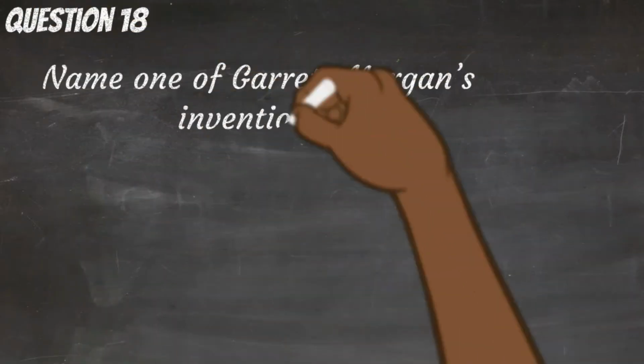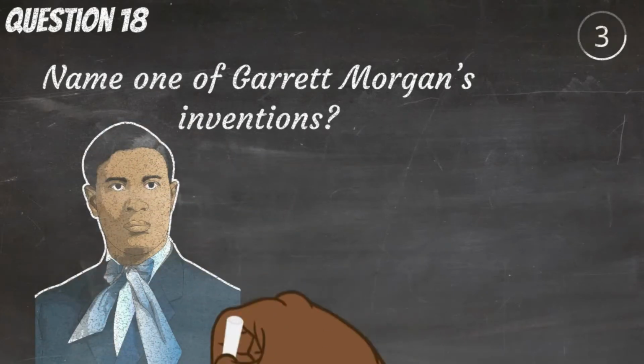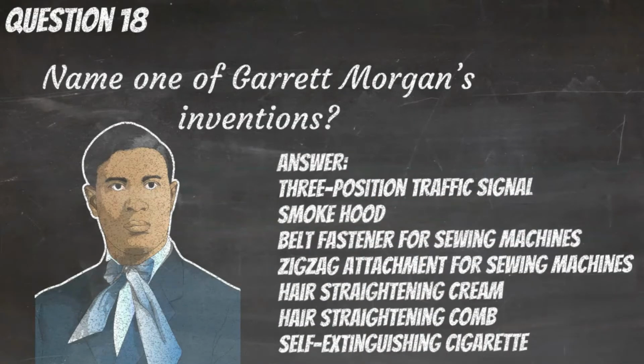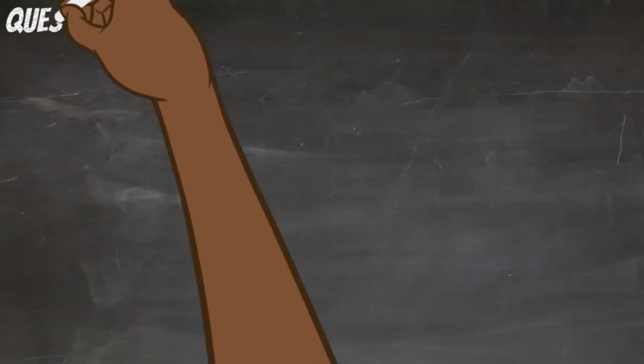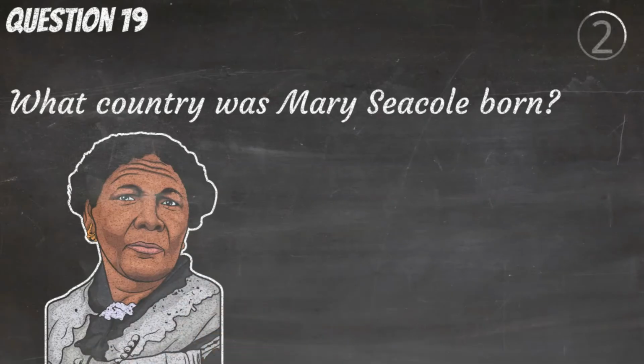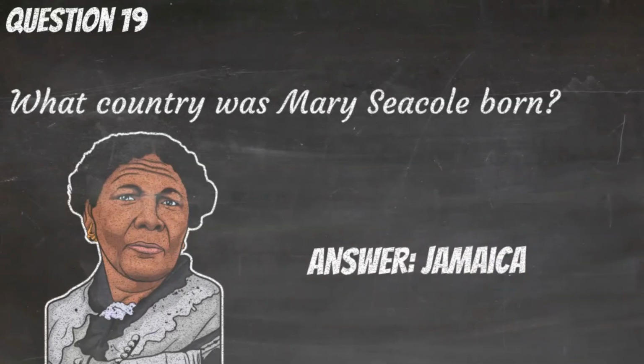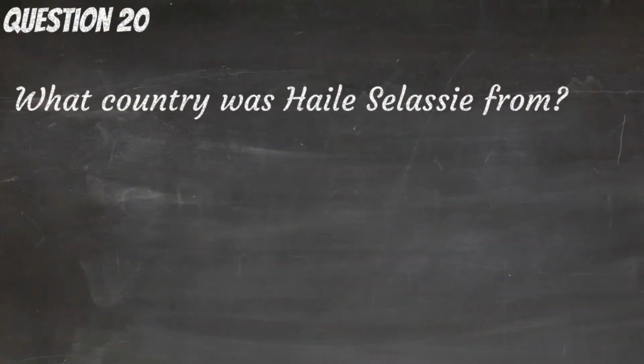Question 18. Name one of Garrett Morgan's inventions. The 3-position traffic signal, a smoke hood, a belt fastener for sewing machines, a zigzag attachment for sewing machines, hair straightening cream, a hair straightening comb, and a self-extinguishing cigarette. Question 19. What country was Mary Seacole born in? Kingston, Jamaica.